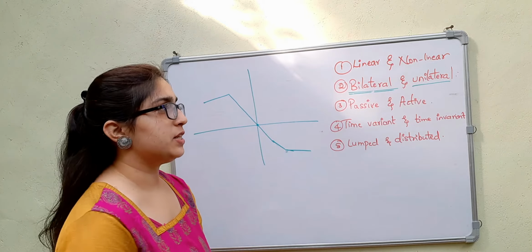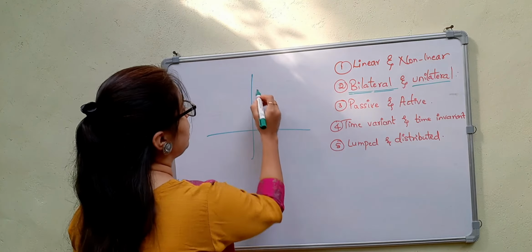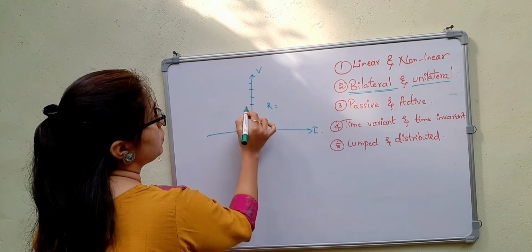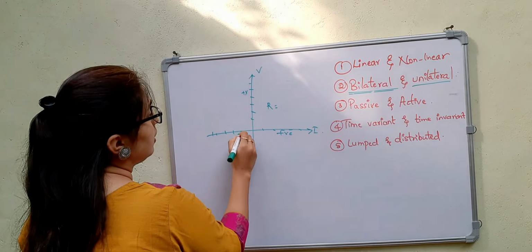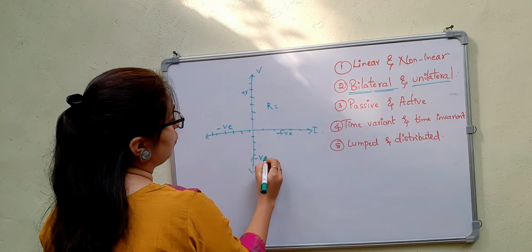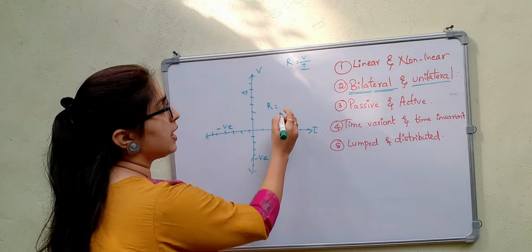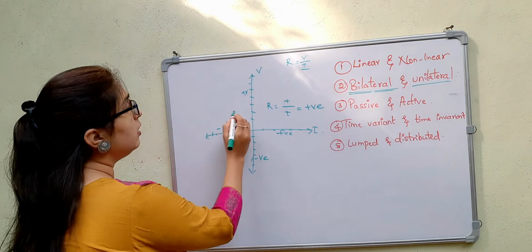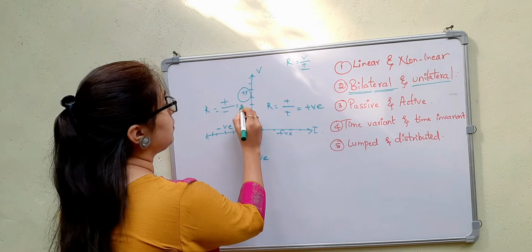it becomes a unilateral element. So in the first quadrant, if I consider this as V, I, what will be the resistance? These are the positive values of voltage, these are the positive values of current, these are negative values of current, and this one will be negative values of voltage. So you know R is equal to V by I. That means in this case it is positive by positive, so resistance will be positive. Here resistance will be equal to positive divided by negative. That means it will be negative.